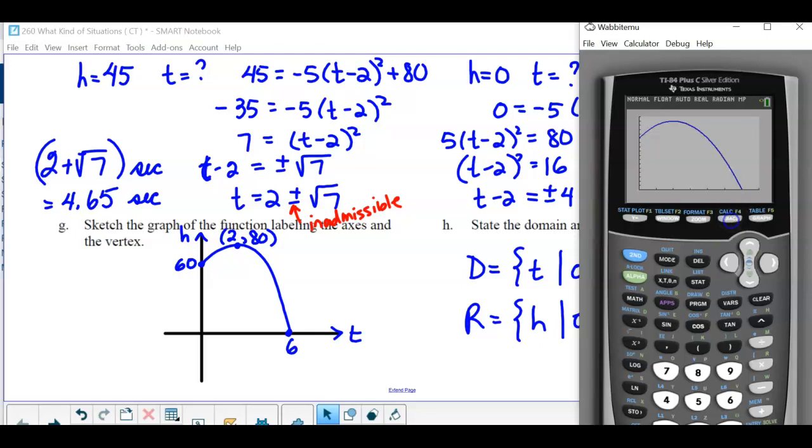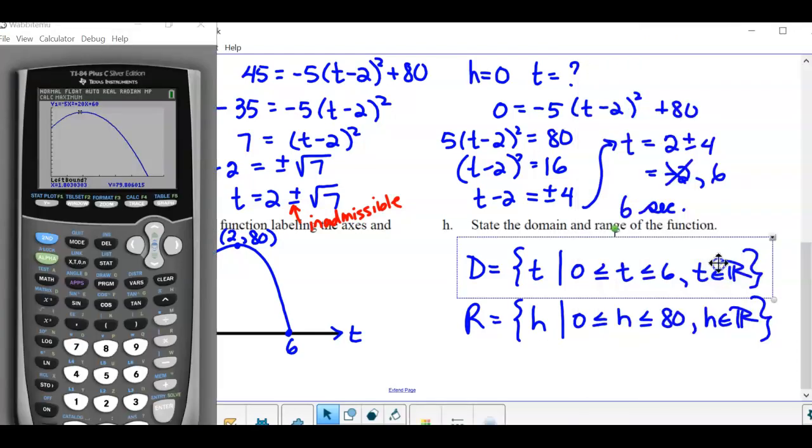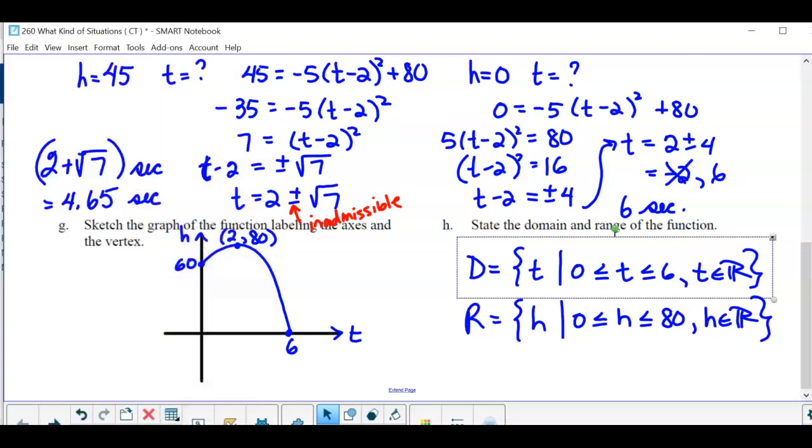okay, then trace, let's check 6, enter, 0, that's good. The maximum, so let's get closer. You can also punch in a number first and then you're closer already, but do that. Enter to the right, enter, 280. Okay, that makes sense.